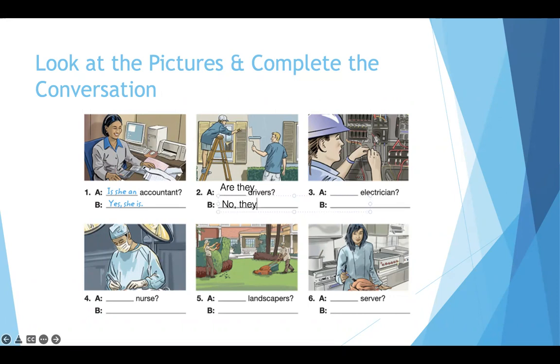No, they're not. Because if you look at the picture, they are painters. They are not drivers. All right, let's do number 3 together. So it's 1 person. So we can say, is she an electrician? And then it looks like she is. So we can say, yes, she is.